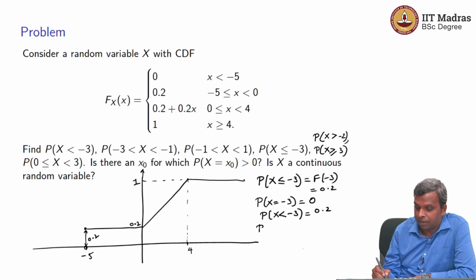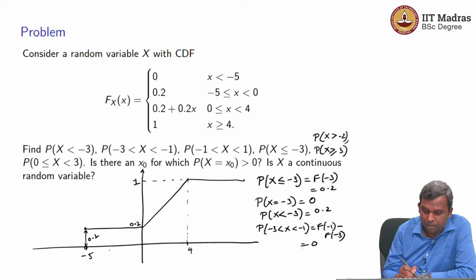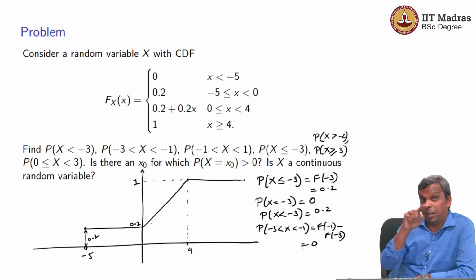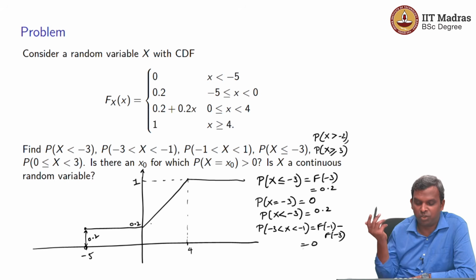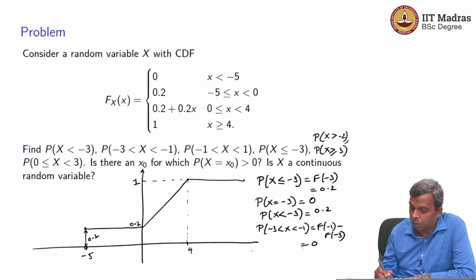The next question asks you for -3 less than x less than -1. This is going to be F of -1 minus F of -3. So that's 0.2 minus 0.2, it's 0. Again, from -3 to -1, F is continuous and it stays flat, so it's going to be 0. There's no change here. What about -1 to 1?